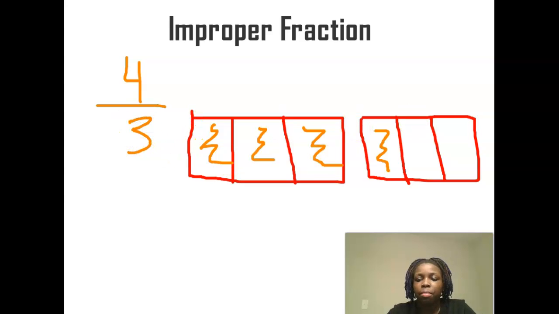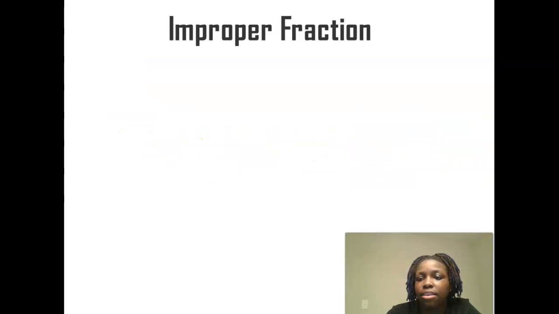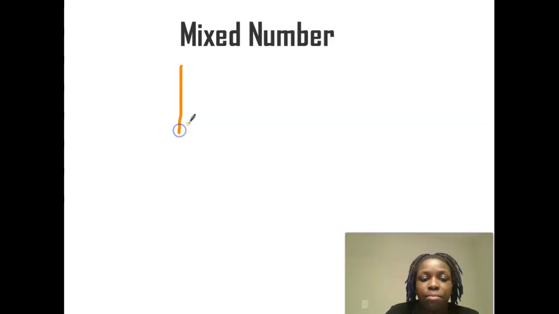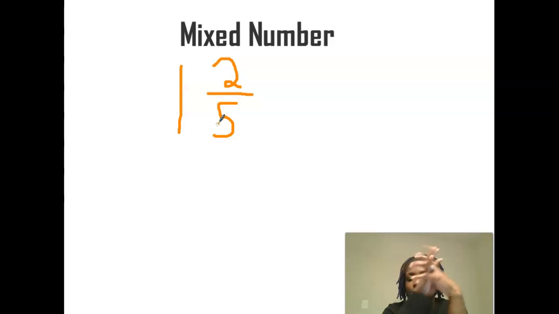All right, so now we're going to look at a mixed number. A mixed number is the same thing. It's like an improper fraction, but it has a whole number and it has a fraction. So a mixed number and an improper fraction go hand in hand. They're like the same thing, but the mixed number has a whole number and then a fraction. So you guys might have seen this before. So we're going to draw out a mixed number, okay?